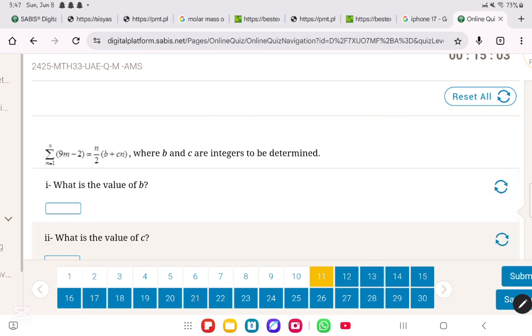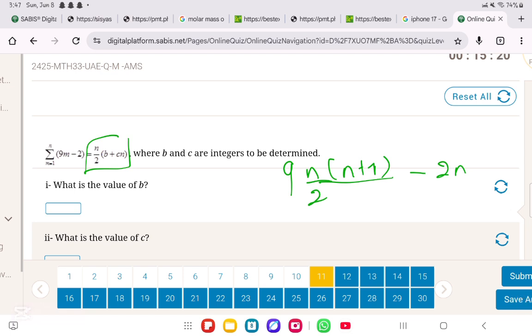Now let's go down. Again, what was our equation? 9 times n over 2, n plus 1, minus 2n. But how do they need it? If you look over here, they need n over 2 outside, and then b plus cn. This means we need to find n over 2 as a common factor. We have n over 2 over here, but over here we don't. So how do we find n over 2?